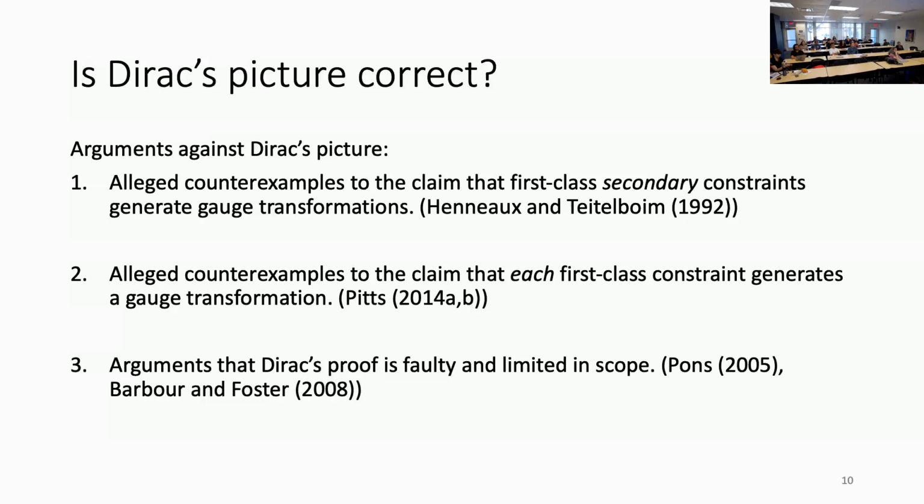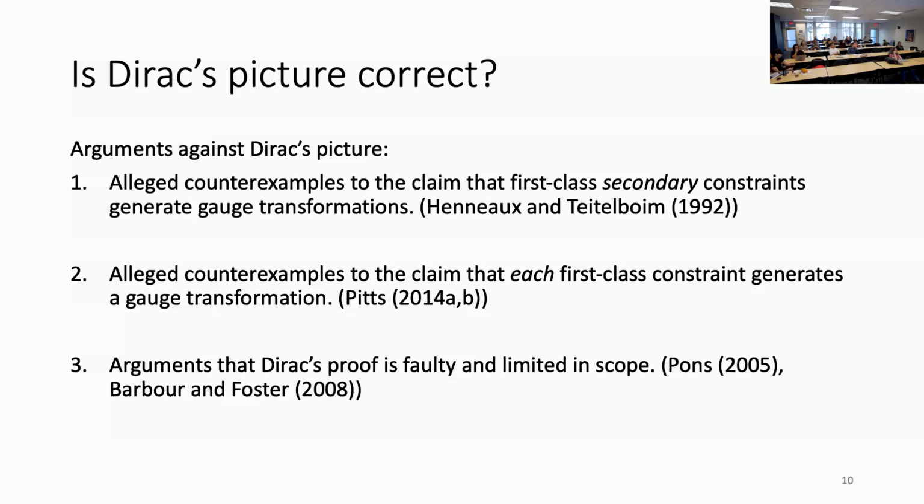So just to give a few of the arguments that people have given, firstly, there have been some alleged counterexamples to the claim that it's the secondary first class constraints that generate gauge transformations in addition to the primary ones. There have also been alleged counterexamples to the claim that arbitrary combinations of first class constraints generate a gauge transformation, so a more general claim. And finally, there have been some arguments that Dirac's proof of what the gauge transformations are is faulty and limited in scope in various ways.